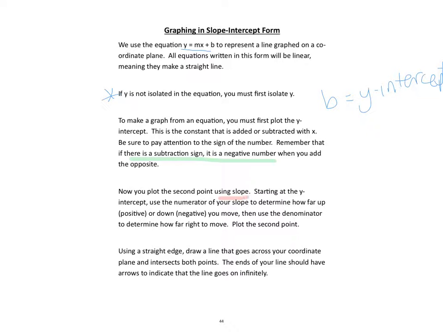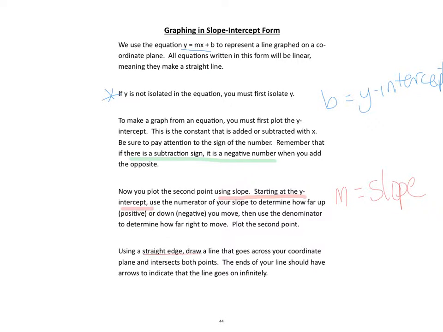Now, when you plot the second point, you use slope, and you have to start at the y-intercept, okay? So in theory, m is going to represent the slope. Use the numerator to determine how far up or down. Up is positive, down is negative. And then use the denominator to determine how far right. Then please use a straight line. Please, we don't want any wonky lines. Make sure that it goes across the whole graph, intersecting both points, and that the ends of the line have arrows to indicate the line's going to go on forever and never end.